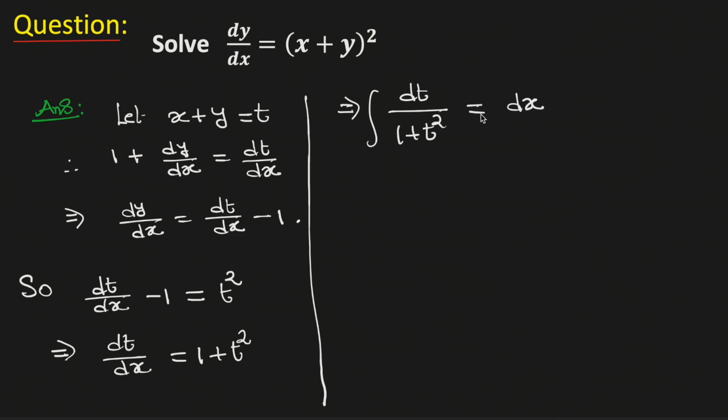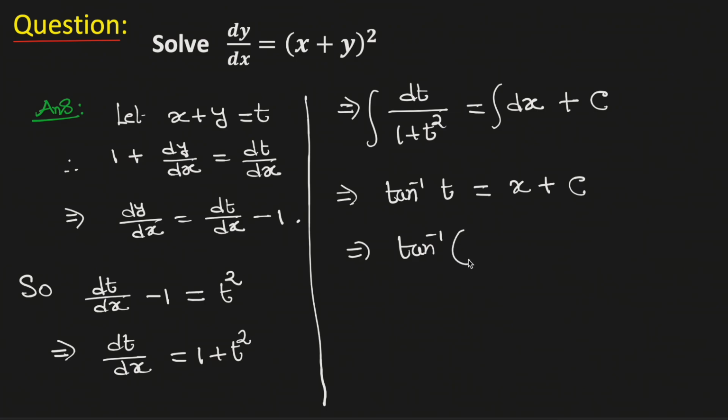Now integrate both sides, so we need to add the integral constant c. We know that the left hand side can be written as tan⁻¹ t = x + c. Now put the value of t, which is x + y, so the solution will be tan⁻¹(x + y) = x + c, and this is our final answer.